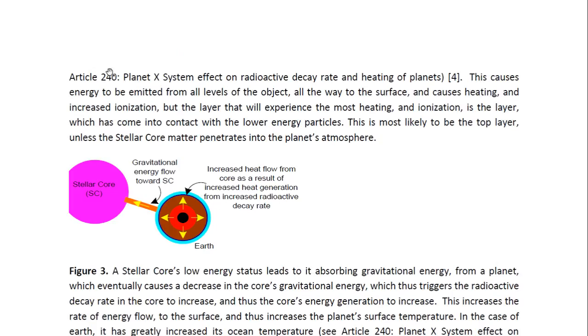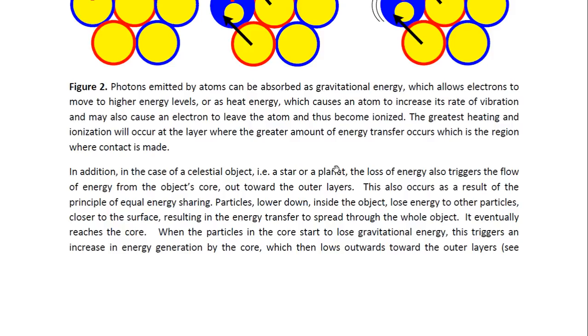And you may look at Article 240 entitled Planet X System Effect on Radioactive Decay Rate and Heating of Planets. This causes energy to be emitted from all levels of the object all the way to the surface, and causes heating and increased ionization. But of course, the layer that will experience the most heating and ionization is the layer which has come into contact with the lower energy particles. This is most likely to be the top layer, unless the stellar core matter penetrates into the planet's atmosphere.